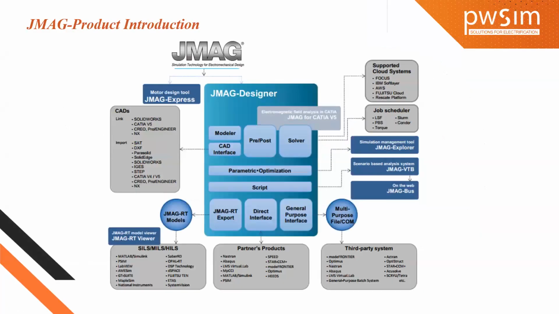JMAG is an electromagnetic calculation simulation tool, mainly used for the analysis and simulation of electromagnetics. It is characterized as JMAG Express, JMAG Designer, and JMAG RT. JMAG Express is mainly used for rotating machines. This is entirely a basic model, which I can say is an analytical model. And JMAG Designer is mainly used for FEM calculation, finite element analysis, or we can say the finite element method of calculation, which we can perform using JMAG Designer.